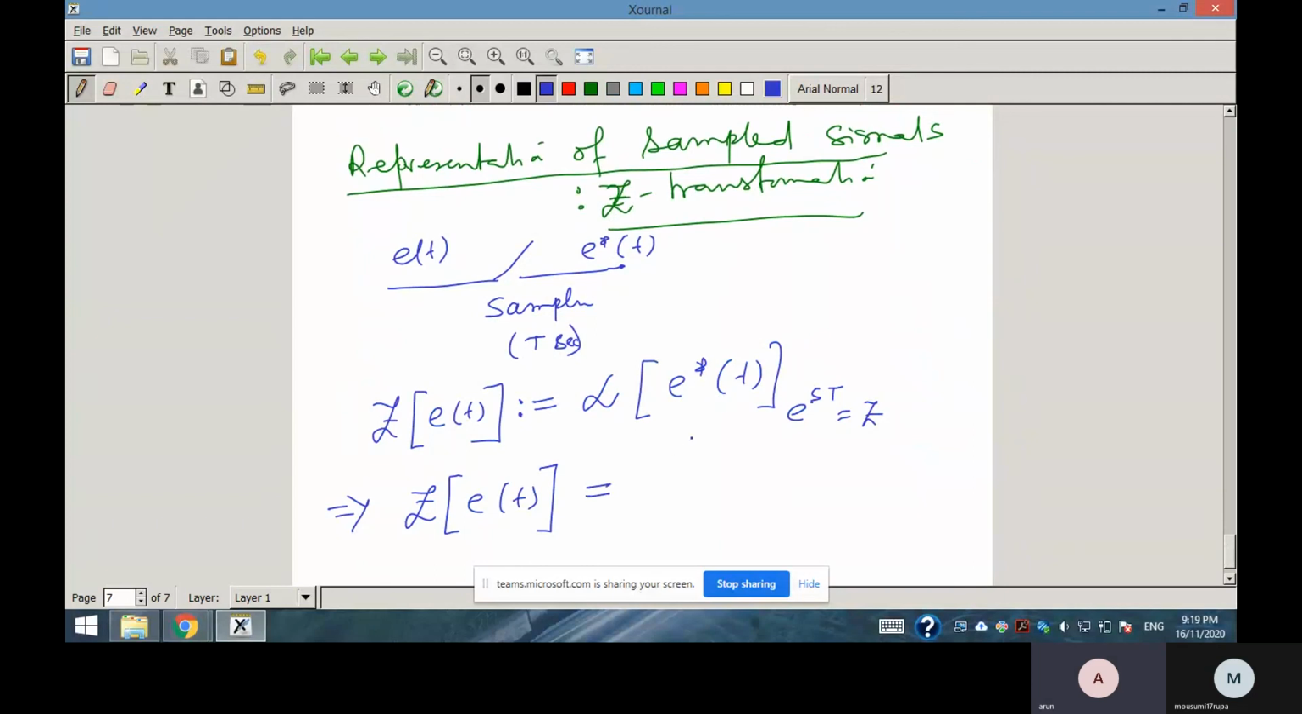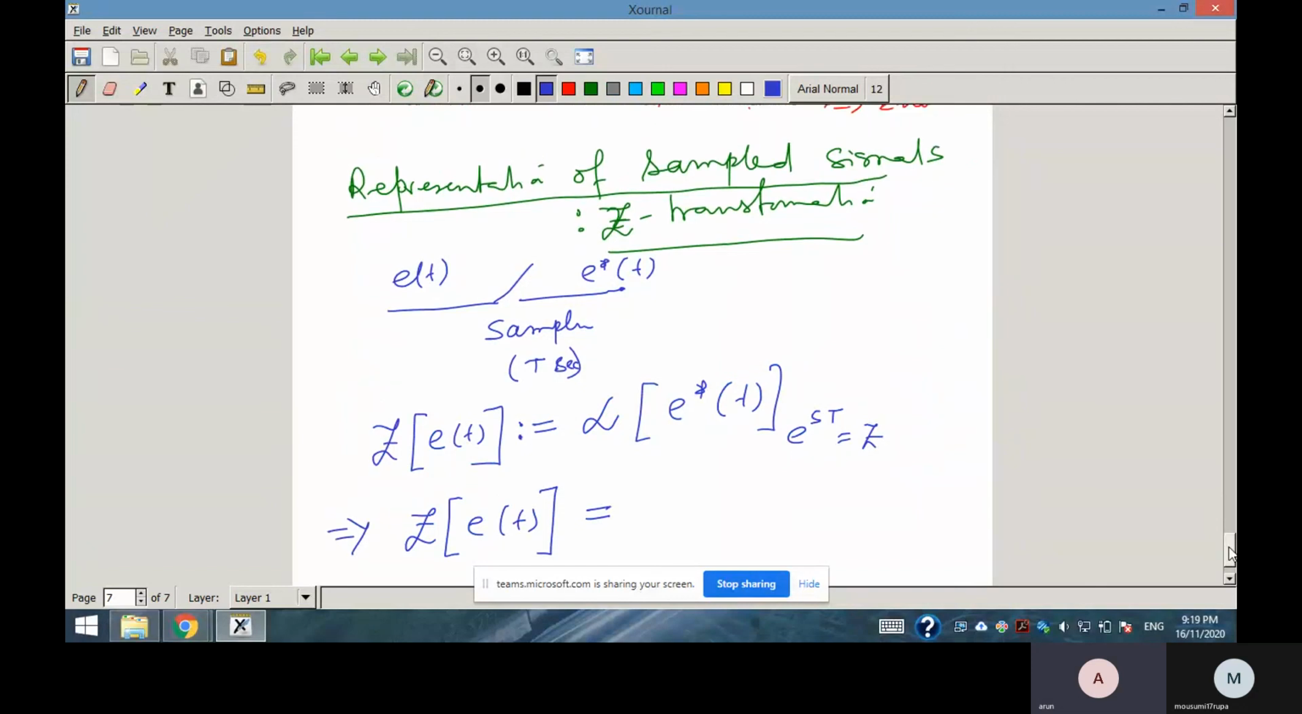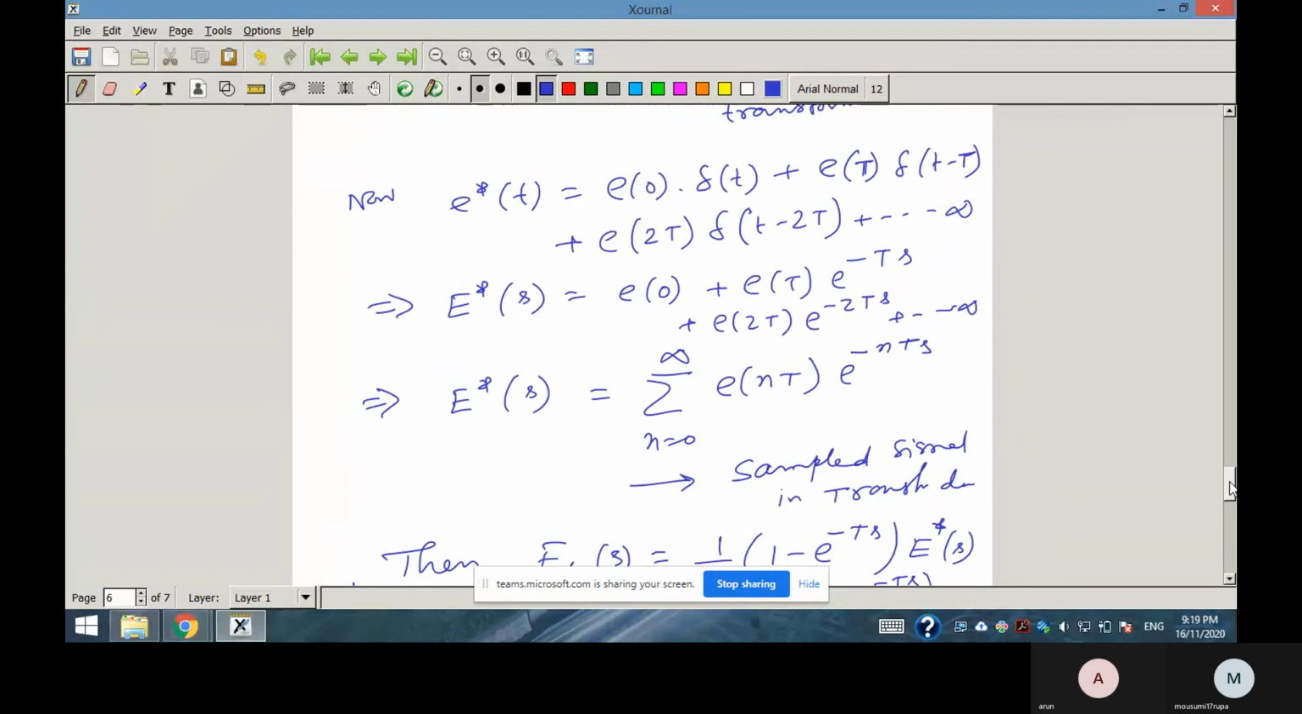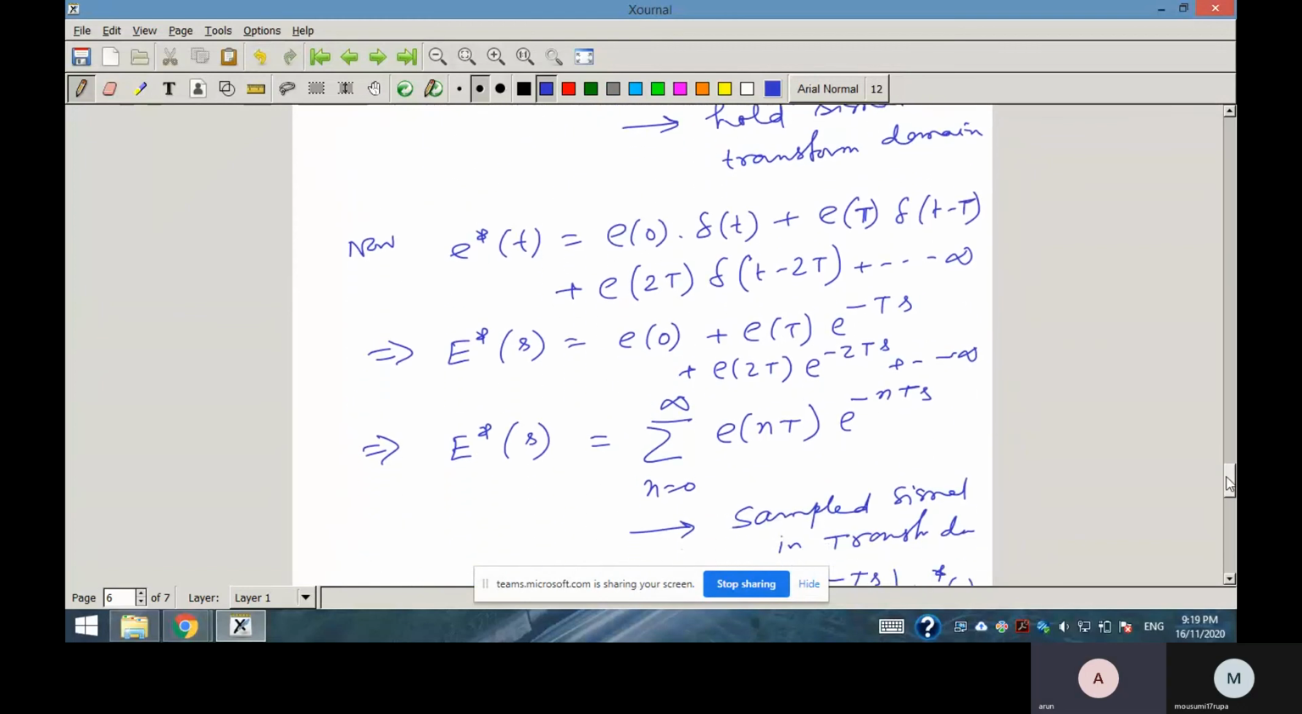What is E star t? E star t is the Laplace transform of the discrete signal. E star t is this one: E naught, E t into delta t.